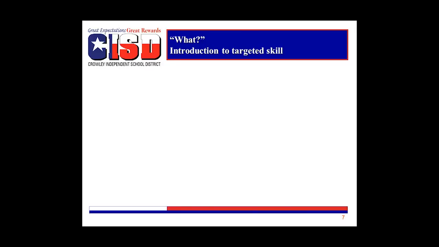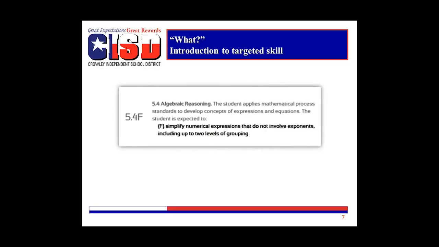As a part of the PLC process, the what, we will discuss our hotspot. For the third 6 weeks, we will target 5.4F. This was also the targeted standard for the second 6 weeks. We have selected 5.4 again because this is the lowest performing readiness standard for the previous units this year.